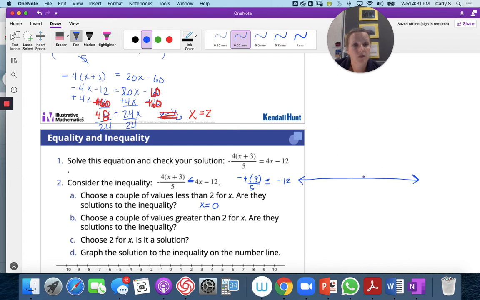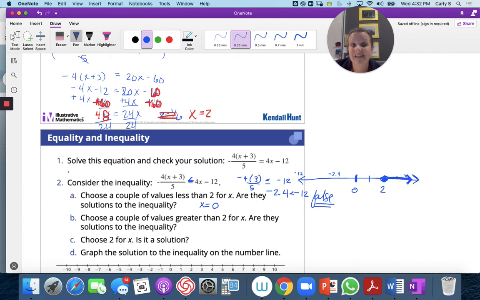Sometimes negatives are confusing. That's a 0. That's a 2. I'm going to test 0. And my question here is, is negative 2.4 smaller than negative 12? Well, the further you get away from the 0 on the number line, the smaller it is. So negative 12 is way down here, and negative 2.4 is somewhere over here, and that is a false statement. It's not a solution. Okay? So that means the other side of the inequality is a solution.